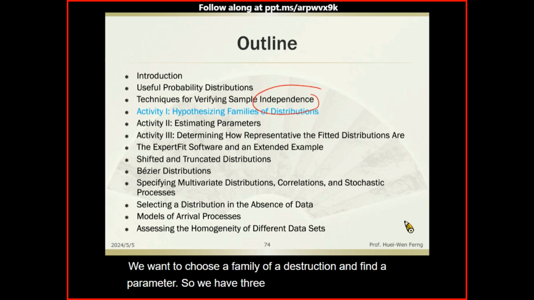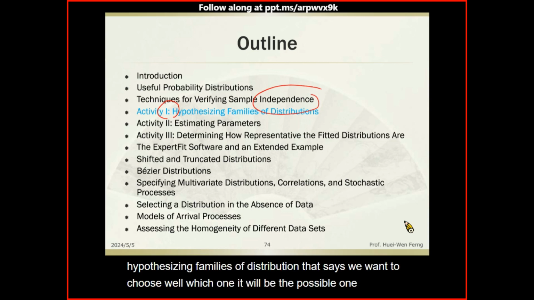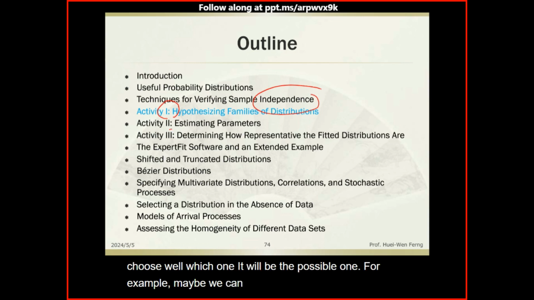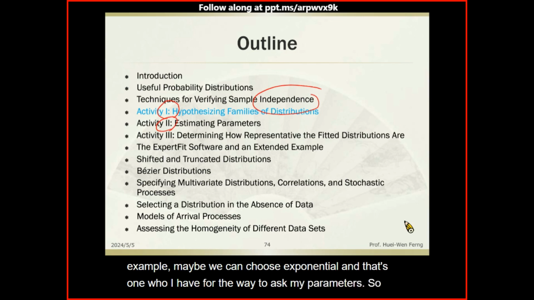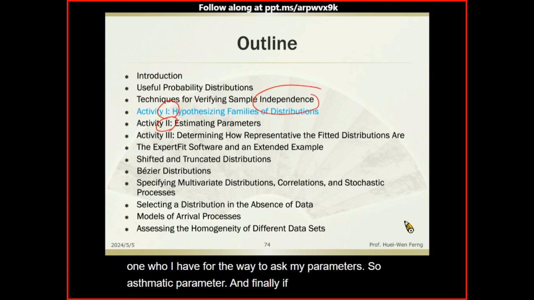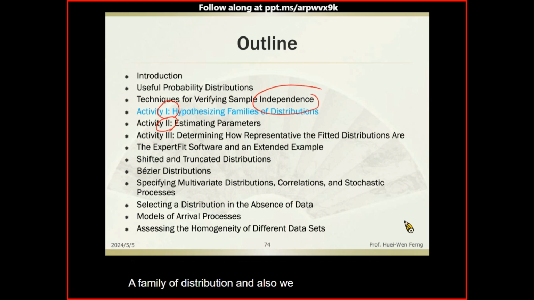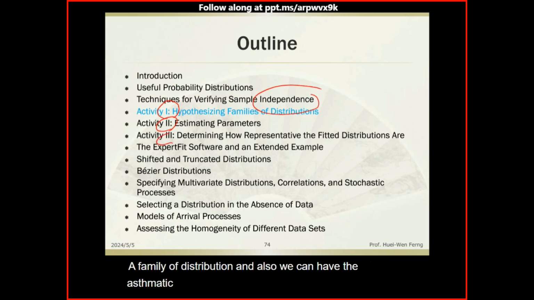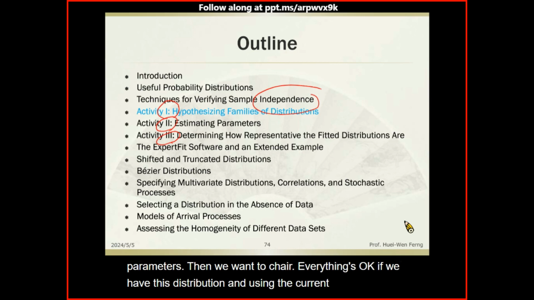Activity 1, hypothesizing families of distribution. That says we want to choose which one will be the possible one. For example, maybe we can choose exponential. And next, we will have the way to estimate parameters, so estimating parameters. And finally, if we have the family of distribution and the estimated parameters, then we want to check that everything's okay with this distribution using the current estimated parameters. So this is activity 3.